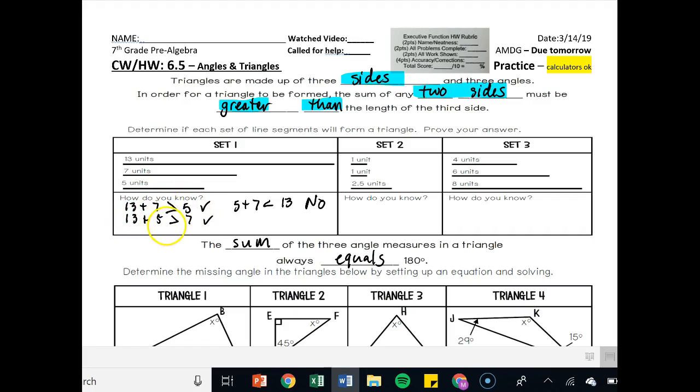13 plus 5, that's 18. That's greater than 7. We're good. But if I add 5 and 7 together, I get 12, which is less than 13. So no, this set of lengths cannot be a triangle.